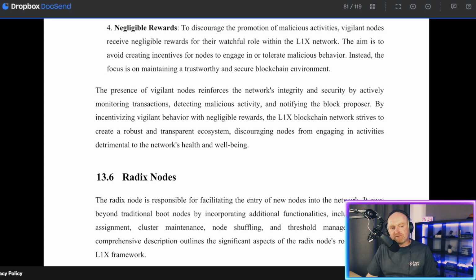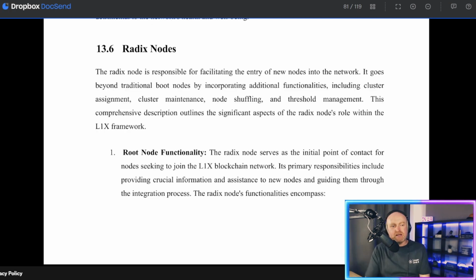The presence of vigilant nodes reinforces the network's integrity and security by actively monitoring transactions, detecting malicious activity, and notifying the block proposer. By incentivizing vigilant behavior with negligible rewards, the L1X blockchain network strives to create a robust and transparent ecosystem, discouraging nodes from engaging in activities detrimental to the network's health and well-being.